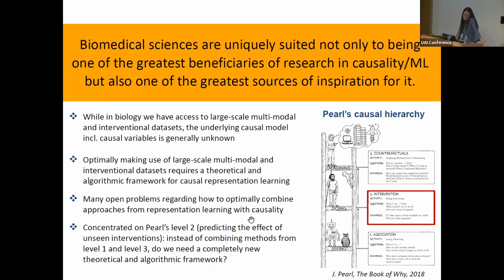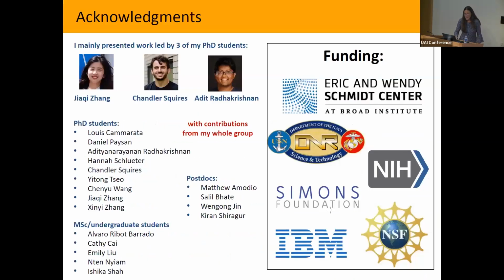So the question is really: is marrying representation learning and the causal structural equation models that I've talked about the way to get at level 2? That's one approach, but it might not be the final approach. And maybe we just need a lot more theory that goes directly towards level 2 and tries to understand this. Okay, with this, let me end.